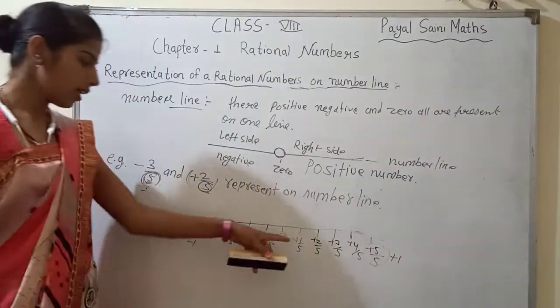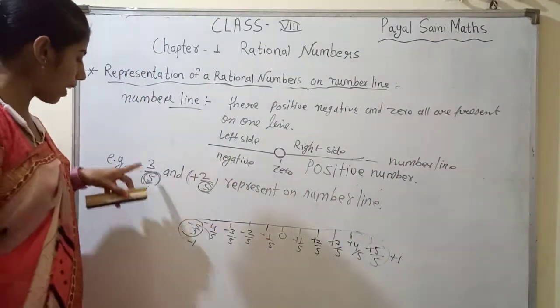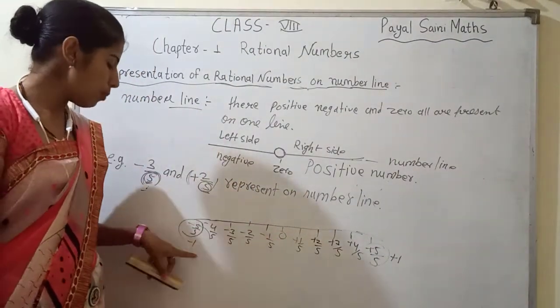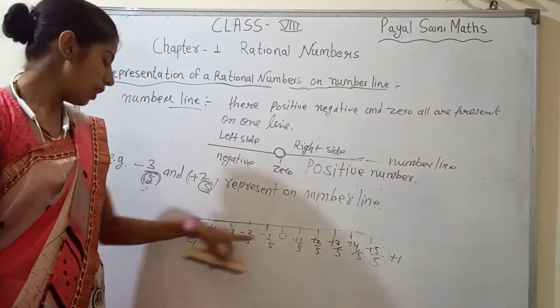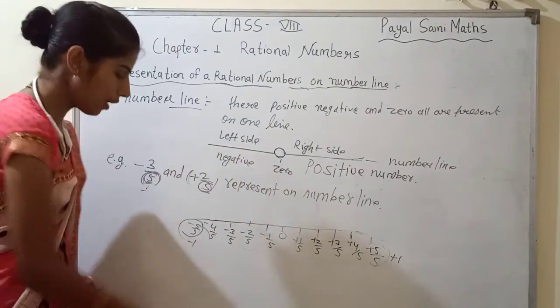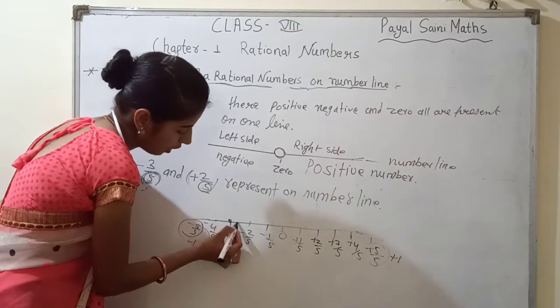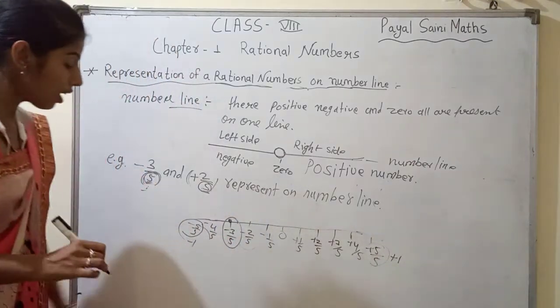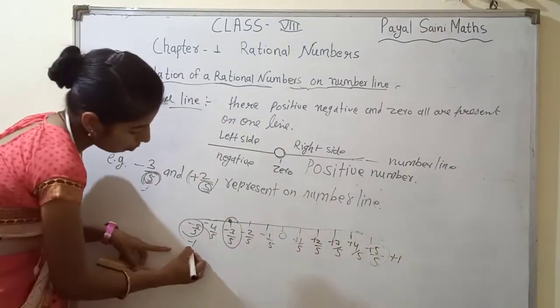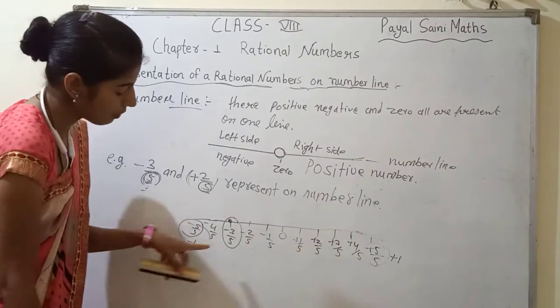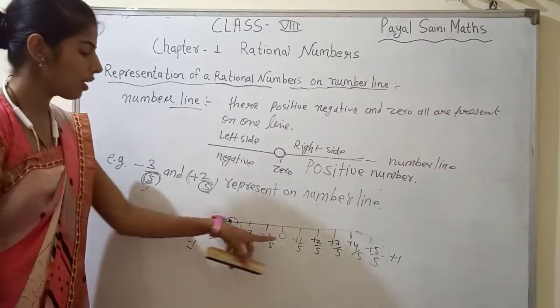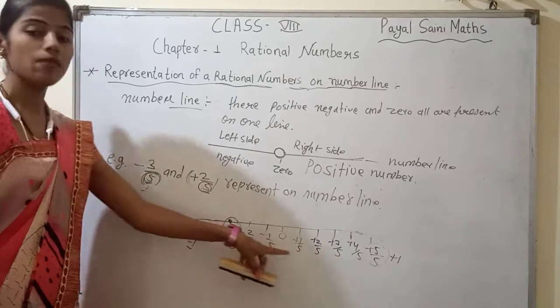When you see here 0 and minus 1, your minus 3 by 5 is represented between the minus 1 and 0. Where is minus 3 by 5? Here is minus 3 by 5. When we see here, what is the number? Minus 1 and here is 0. Then we can say minus 3 by 5 is between minus 1 and 0.